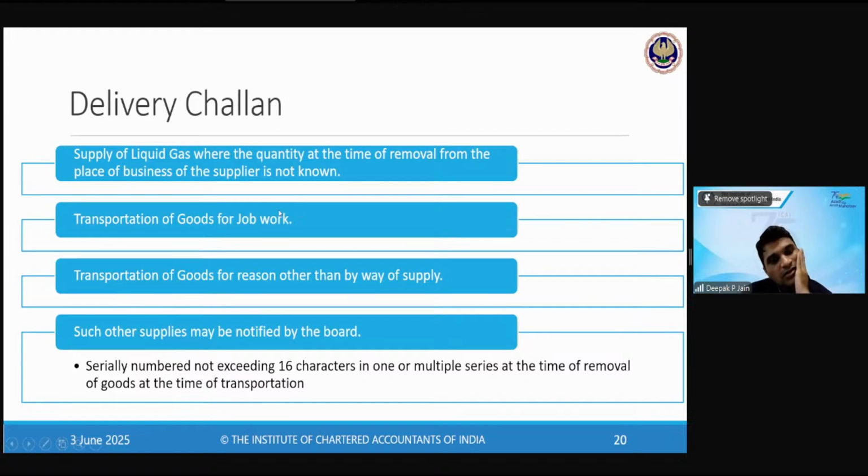Delivery challan. Delivery challan, when you supply liquid gas, when the quantity at the time of removal is not known, right? Because it will get known when you deliver it. Transportation of goods for job worker, transportation of goods for any reason other than by way of supply, and any supply which may be notified by the board. In such situations, you will issue a delivery challan. So this covers it all. That is, when you're transporting goods for any reason other than supply, it will all get covered under delivery challan transaction.